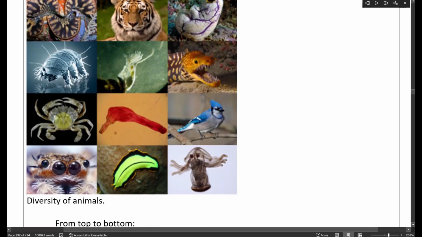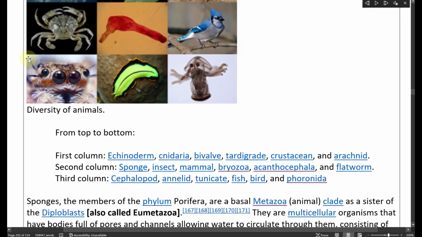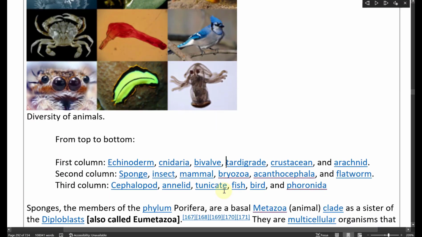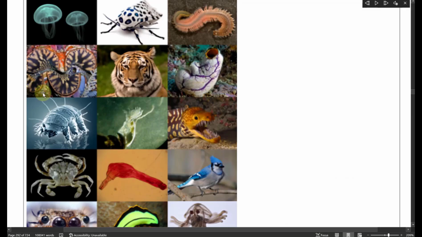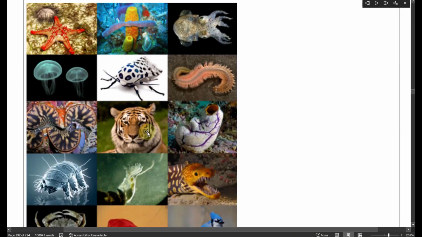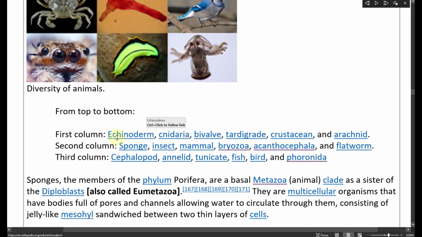This is some pretty interesting stuff. A tardigrade is over here, this one here is a bivalve, and this on top is a Cnidaria. Anyways, the next one is over here. Well, there's a tiger.